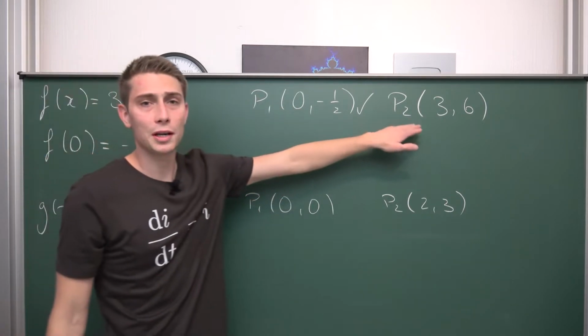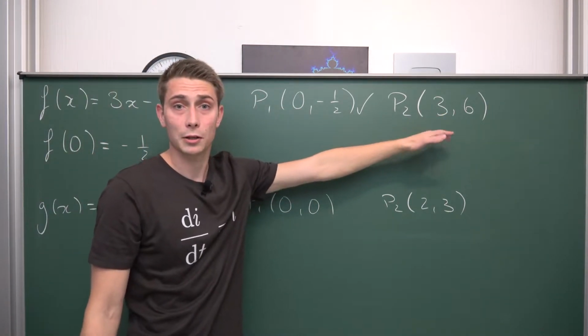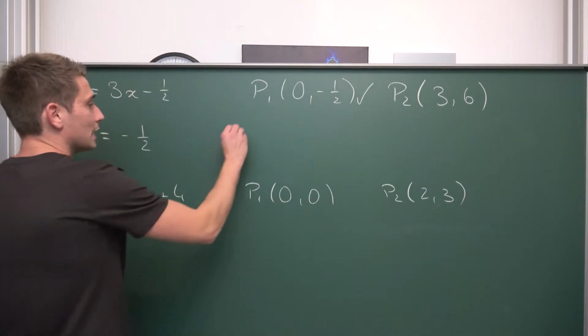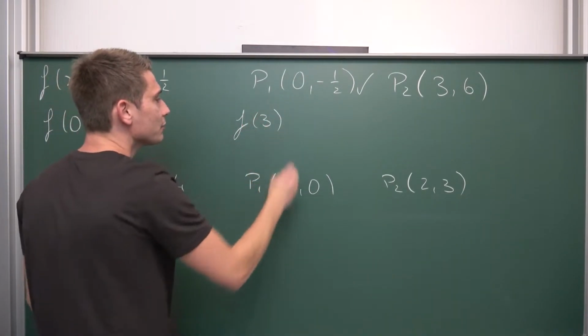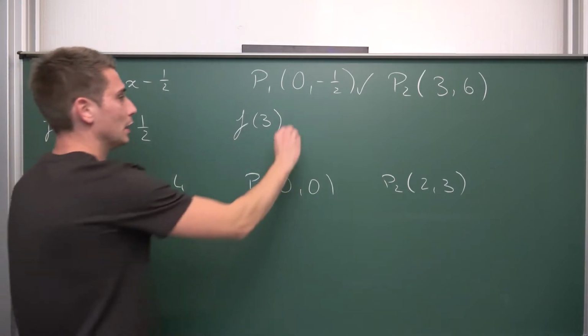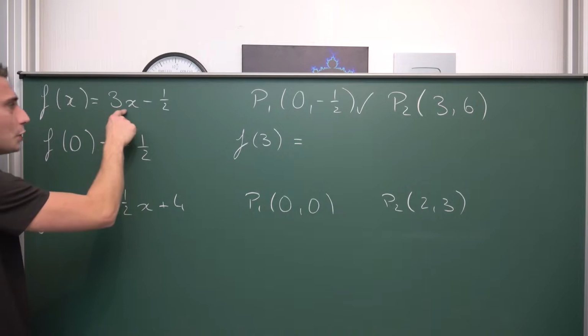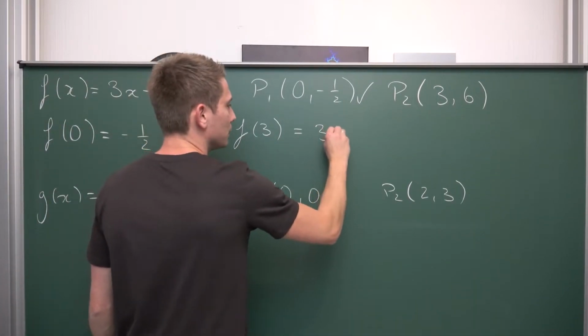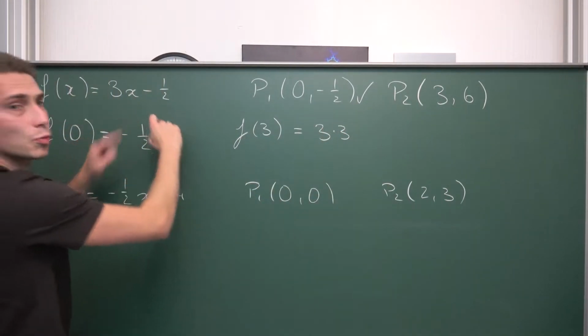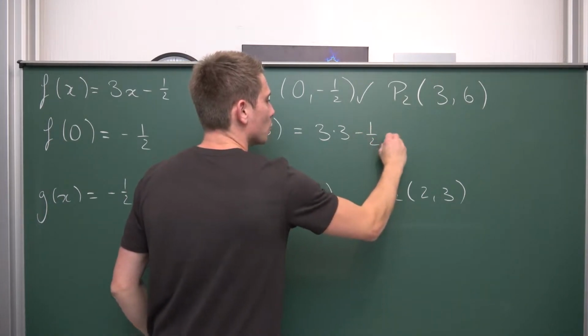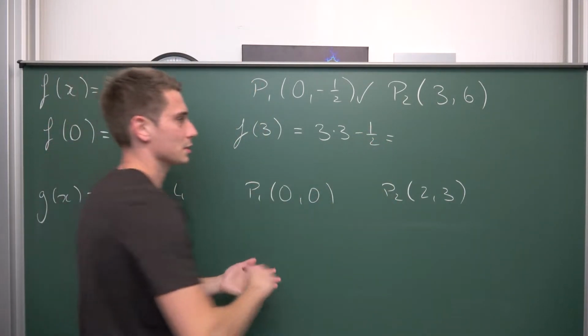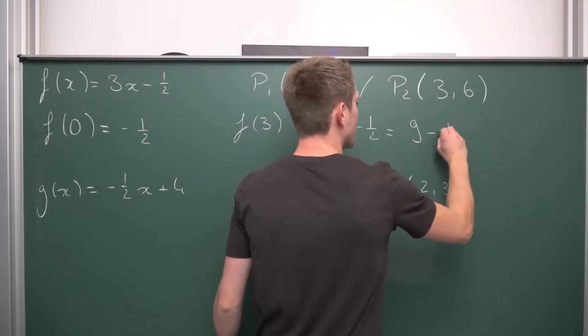Okay, next up, point number 2. We are going to plug the 3 into our equation and see what we get. Let's evaluate f at x being equal to 3. We are going to plug the 3 into each and every x here, meaning we are going to get 3 times 3 and then a minus 1/2. So what's 3 times 3 exactly? This is hence nothing but 9 minus 1/2.